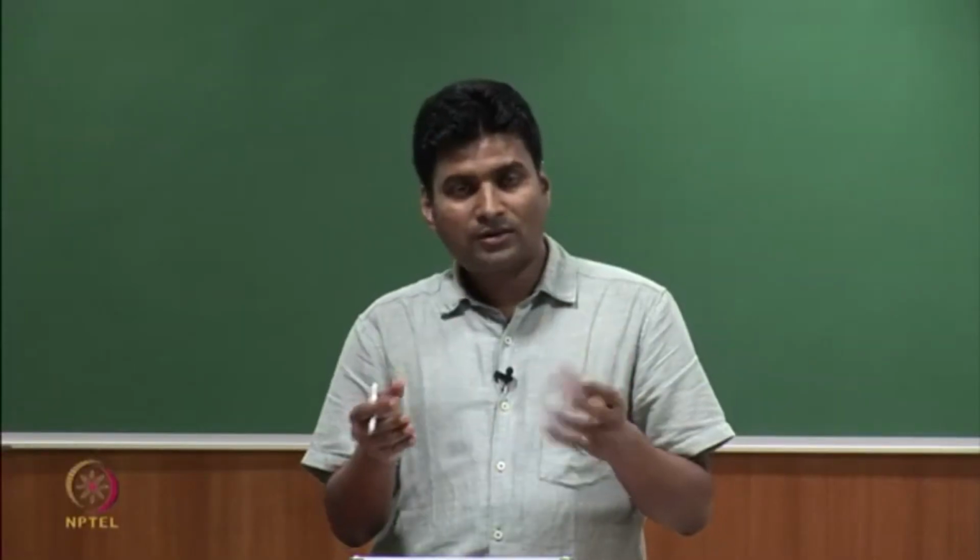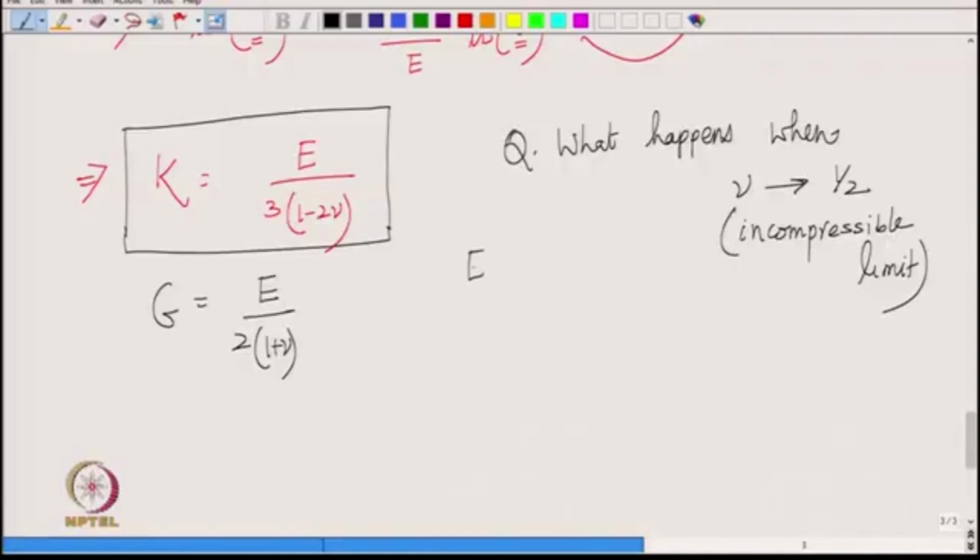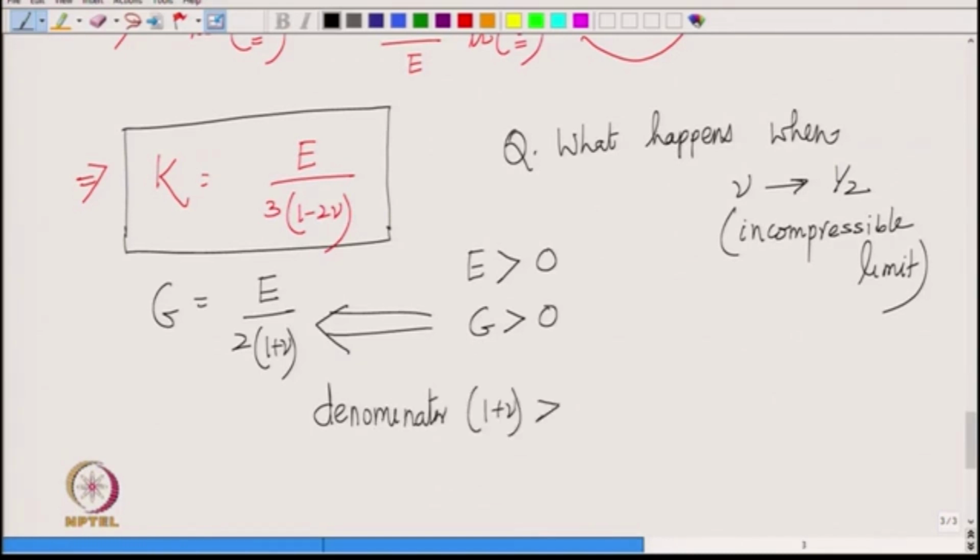So, this means Young's modulus and shear modulus are positive. Okay. So, Young's modulus E is greater than 0 and G is also greater than 0. But if G is greater than 0 and E is greater than 0, what happens to this formula here? See, the numerator E is positive and G is also positive, that means the denominator should also be positive, right. So, this means the denominator, one plus nu, should be greater than 0. So, that means nu has to be greater than minus 1.